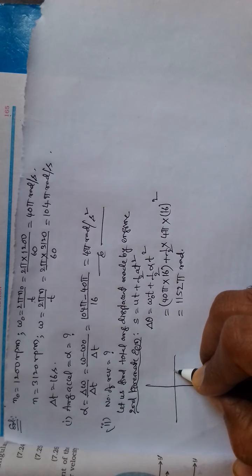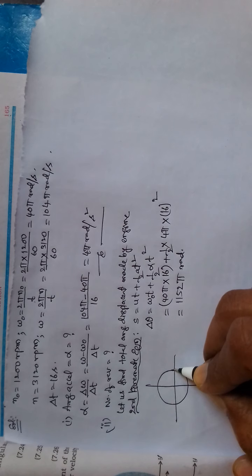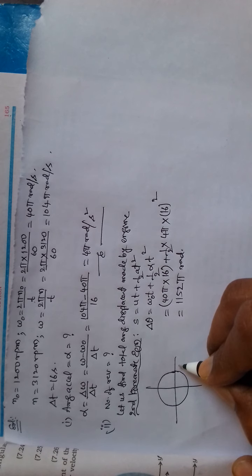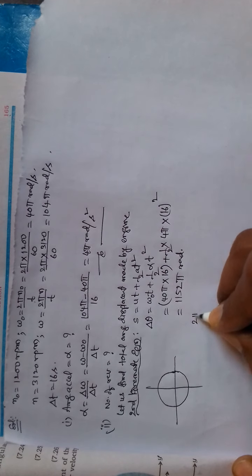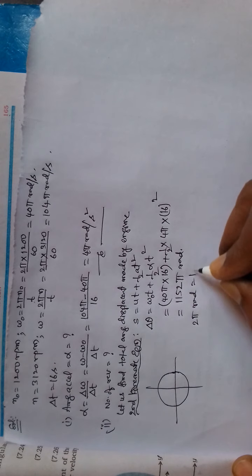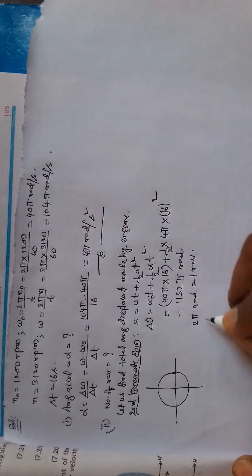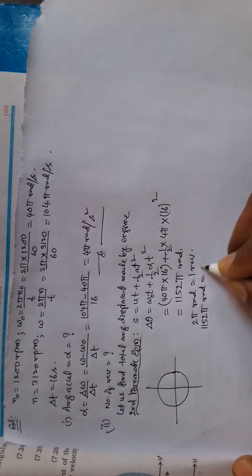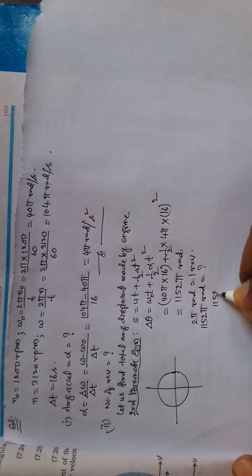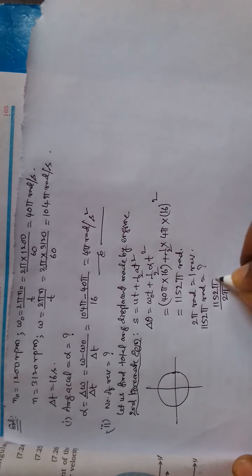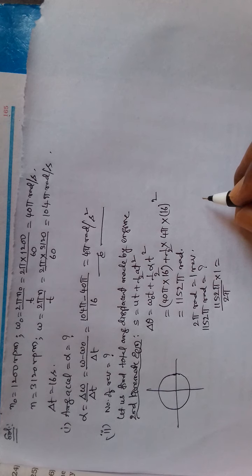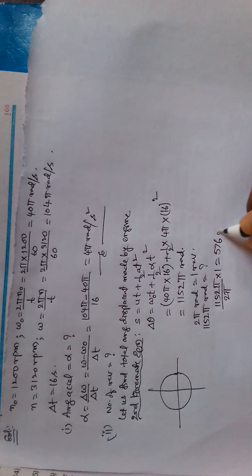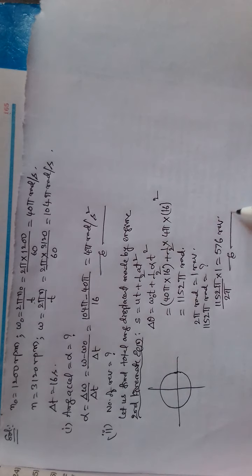But see here, a particle, if it makes one rotation, the angle it describes is 2 pi radians. So 2 pi radians is equal to 1 revolution. Then 1152 pi radians is equal to how many revolutions? 1152 pi by 2 pi into 1. So that is equal to 576 revolutions.